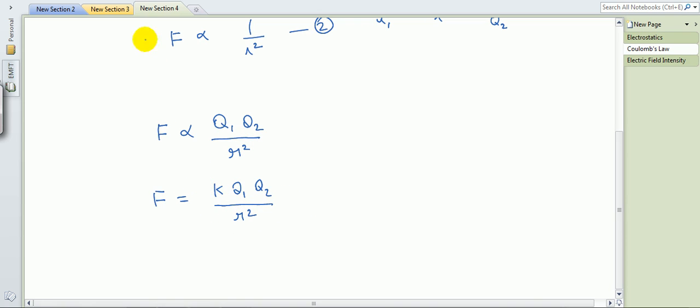So what is this k? This k is the proportionality constant, and its value is k equals 1 by 4 pi epsilon naught, and its value is 9 into 10 raised to power 9. What will be the unit of this? Its unit will be Newton meter square per coulomb square. And this value is for free space. If it's free space or a vacuum, the k value will be 9 into 10 raised to power 9, which is constant because epsilon naught is there.